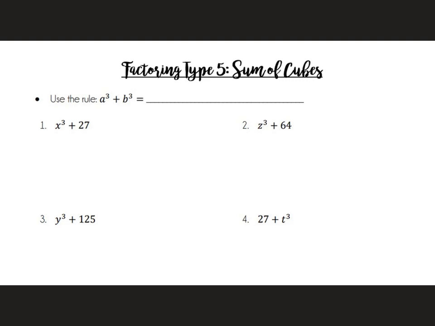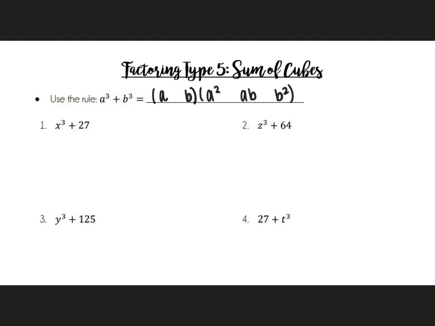Our fifth type of factoring is called sum of cubes. So I have two numbers. In the rule, it's written a cubed plus b cubed because they're being added together. When you do these problems, you're going to use a formula. And the formula will always start the same. So I'm going to have quantity a and b together. And then a squared, ab, b squared.